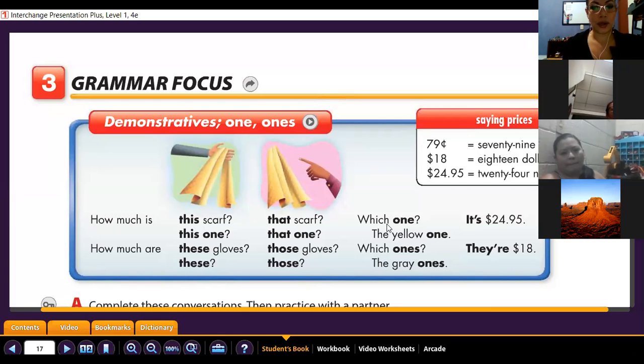And when we have a choice, we ask which one for singular, which ones for plural, right? And the one or ones is always at the end of the question or at the end of the sentence. As you can see here, it's at the end. When you're giving a price, you say it's and the price when it's singular, and they're and the price when it's plural.